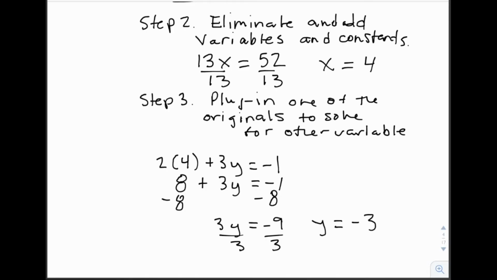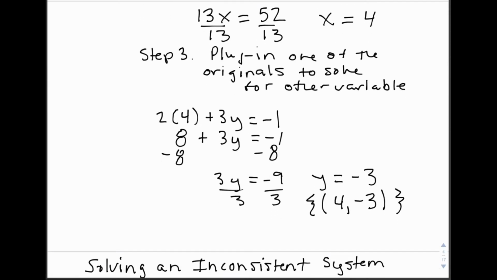So what is our point here? Well, we can put it in our solution set. So we have an x of 4, and then y is equal to negative 3. Additional information we can note about this is that the system is consistent. So we can say consistent. Additionally, we can say that it is independent.